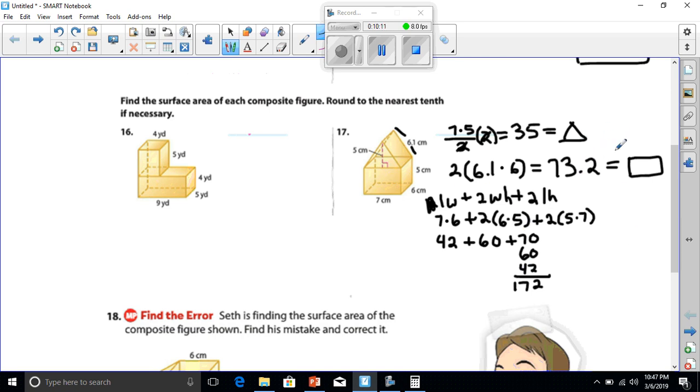We have to take all the areas now and add them together. We got 172. We got 73.2. And we have 35. When I add all of these together, I get 280.2. And that means the surface area for number 17 is 280.2 centimeters squared, because we're talking surface area.